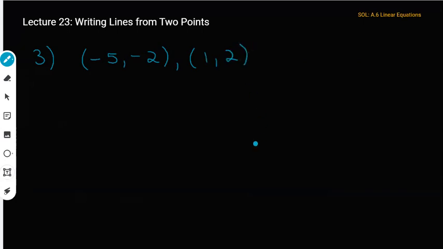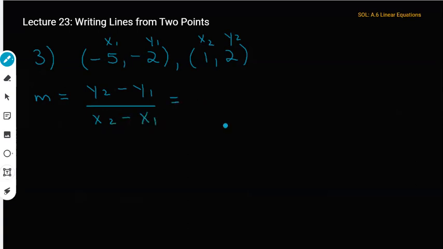So first, let's go ahead and label these points. This is going to be my first x value. This is going to be my first y value. The x value always comes first. This is going to be my second x value. This is going to be my second y value. So now I know enough information to do the slope formula: y2 minus y1 over x2 minus x1. So let's figure out what the slope of this line is going to be.